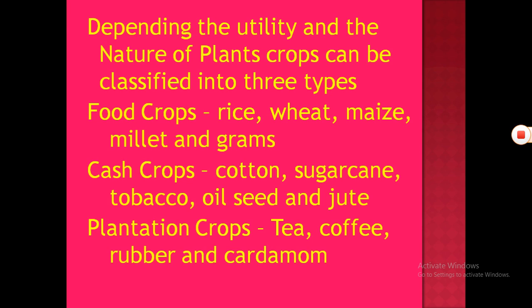The important food crops are rice, wheat, maize, millet and grams. Maize means cholam. Millet also a kind of cholam. Tena എന്ന് പറയും മലയാളത്തിൽ മില്ലറ്റിന് തെന. The main cash crops are cotton, sugarcane, tobacco, oil seeds and jute. Tobacco, പുകയില.